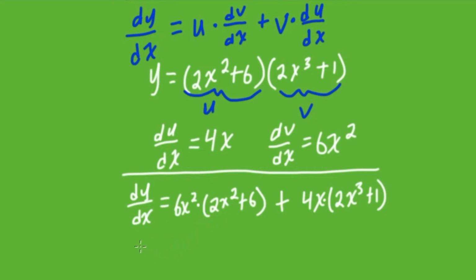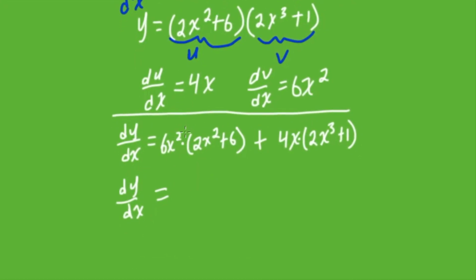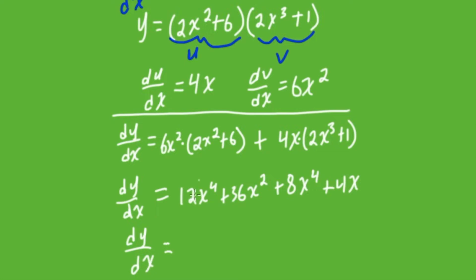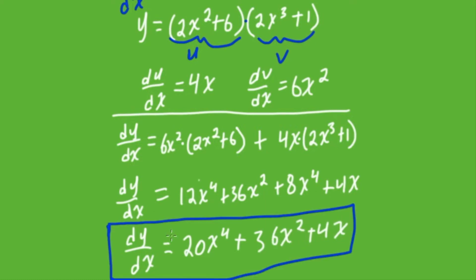So let's expand these brackets. So 6x squared times 2x squared is 12x to the power of 4. And we'll continue working across, and once we do that, we will get 36x squared plus 8x to the power of 4 plus 4x. And finally, for our last step, let's just collect like terms, giving us 12x to the power of 4 plus 8x to the power of 4, which will give us 20x to the power of 4 plus 36x squared plus 4x. So we just solved and simplified this problem using the product rule.